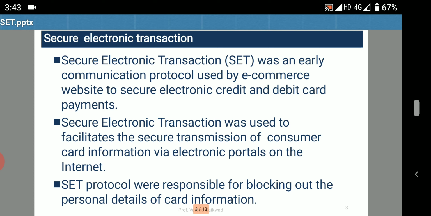So it provides security for transactions. Hackers cannot hack the information. SET, that is Secure Electronic Transaction Protocol, does not allow money transaction directly from buyer to seller. It acts as an intermediary for all transactions.